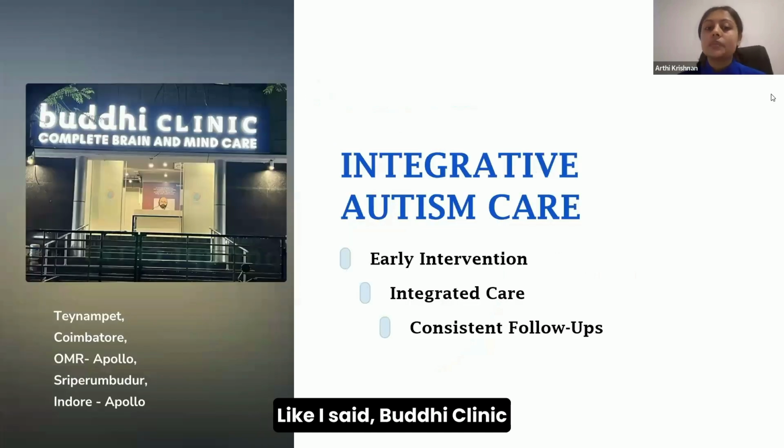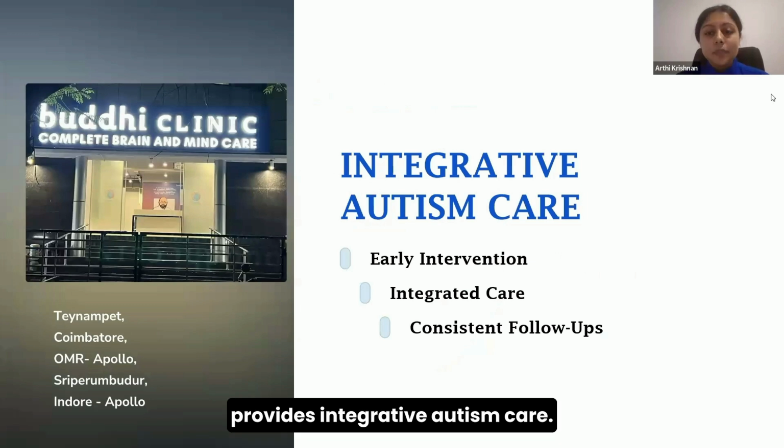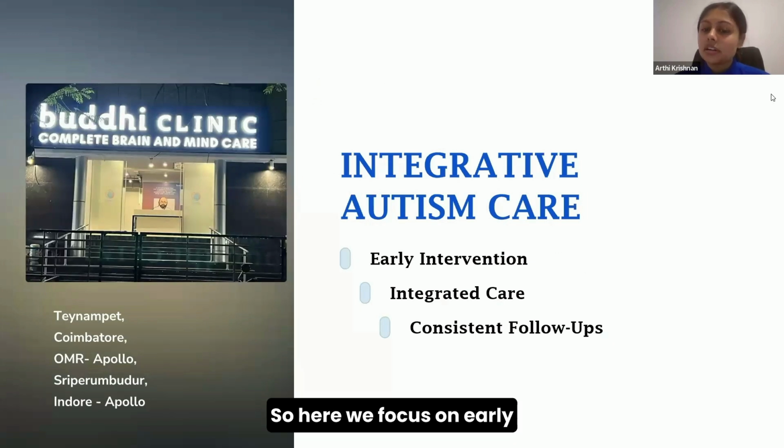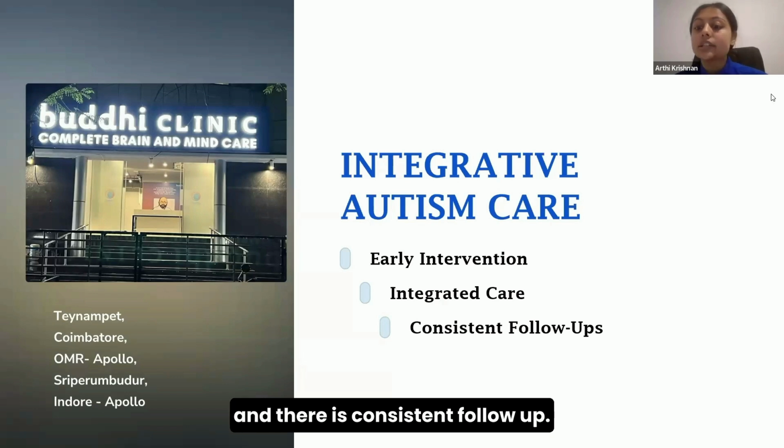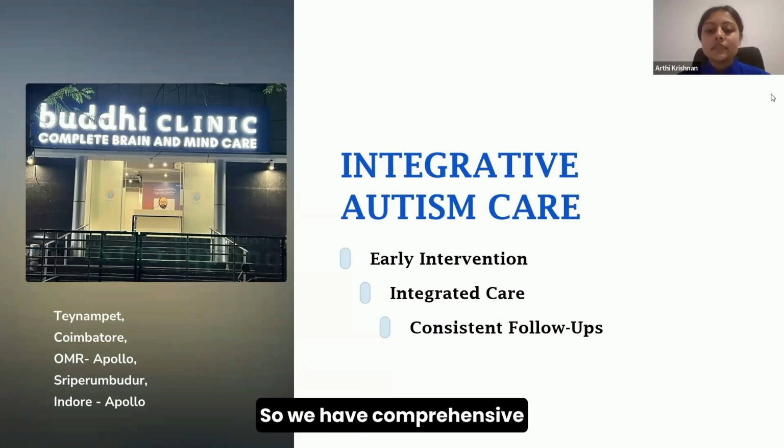Like I said, Buddhi Clinic provides integrative autism care. So here we focus on early intervention, integrated care, and there is consistent follow up. So it's not only about providing intervention, but it's also in long term following up and checking if the individual is functioning well. Right. So we have comprehensive therapeutic plans and monitoring, which goes on periodically.